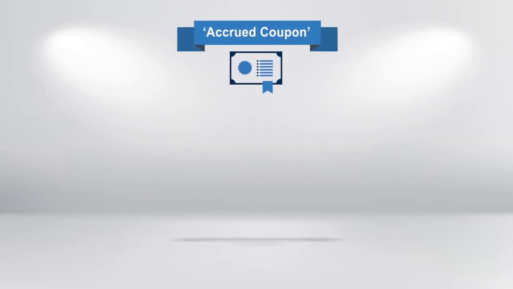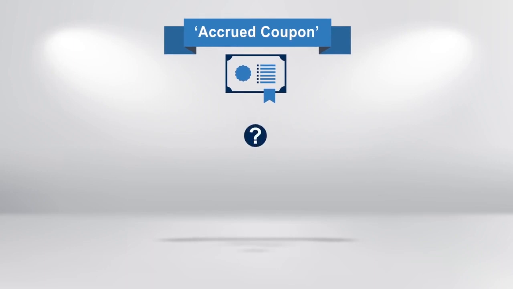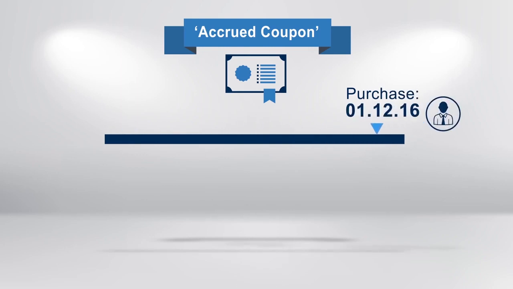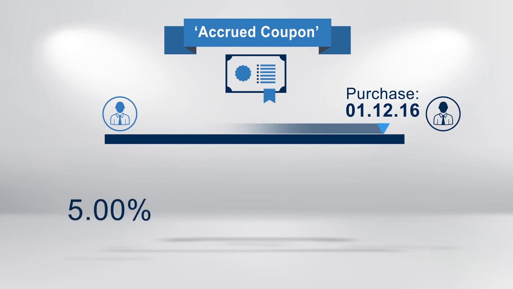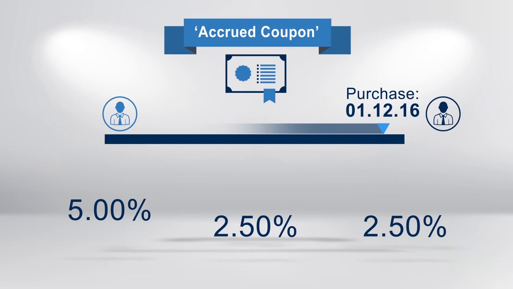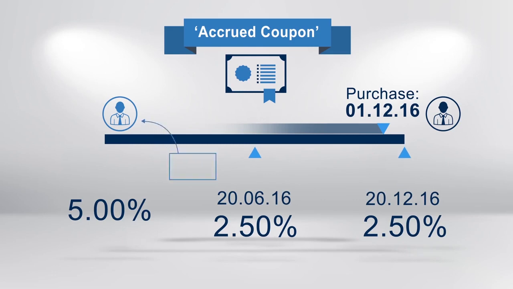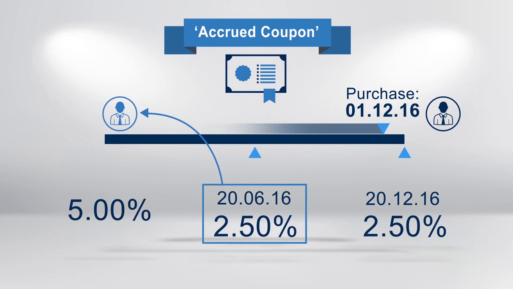So what exactly is the accrued coupon on a bond? To understand this, we need to know who owned the bond and when. We bought this bond on the 1st of December 2016, so on that date it belongs to us, but someone else owned it before that date and will expect to get the value of any coupons up until the 1st of December. This is a US Treasury bond, so the coupon of 5% is split into two equal payments of 2.5% and paid twice per year on the 20th of June and the 20th of December. The last coupon of 2.5% was paid to the previous owner of the bond on the 20th of June.